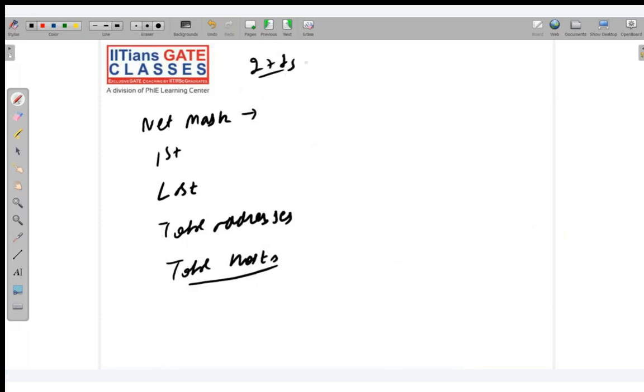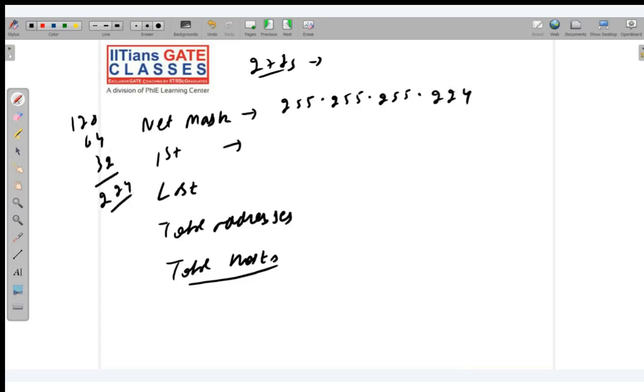27 ones is very easy. 255, 8 ones consumed, 255, another 8, 255, another 8. So 24 ones are consumed. Now 3 more ones we have to keep. So 3 ones means 128, 64, 32, which comes out to be 224. So the net mask is 255.255.255.224.